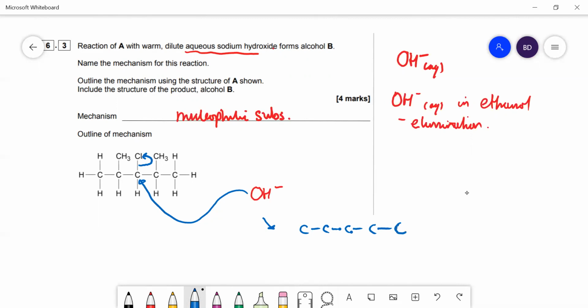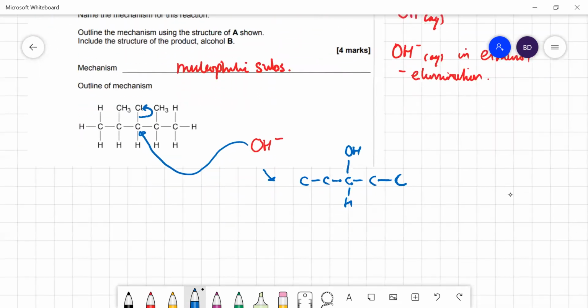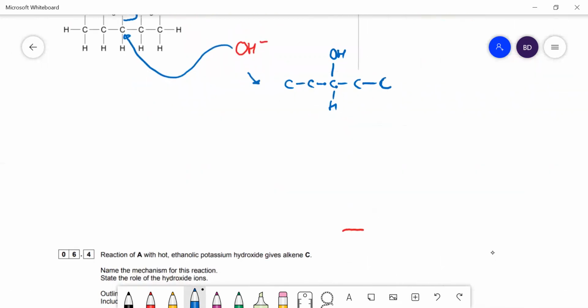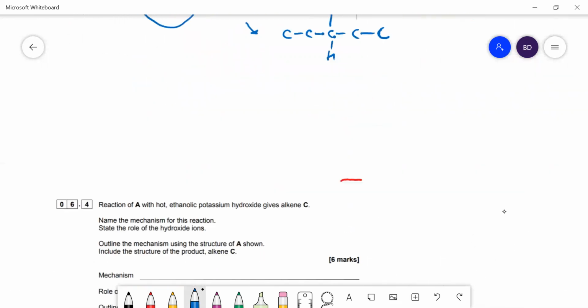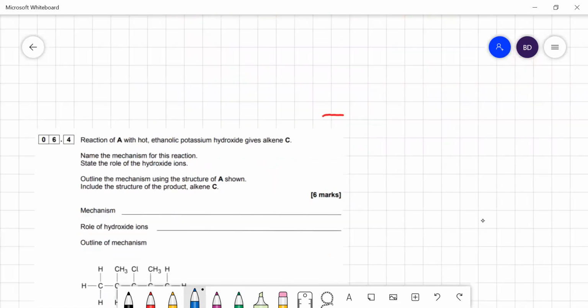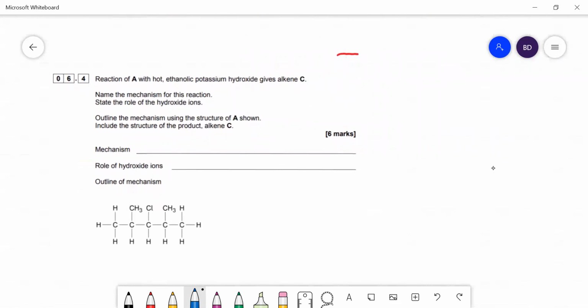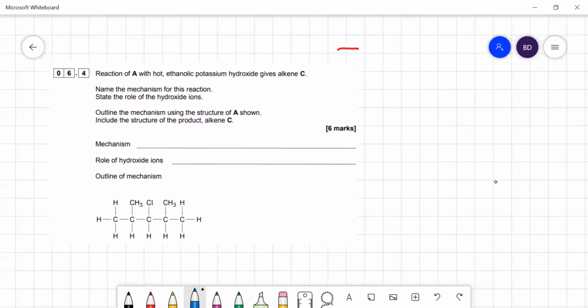And the Cl has been replaced by an OH minus there. And then you've got all the other stuff there, which I won't bother drawing on. Okay. Now the next question I think does ask about the elimination reaction. Okay, so reaction of A with hot ethanolic potassium hydroxide. Okay, so the OH minus ions are now in ethanol solution, gives alkene C. So we're going to get an elimination.